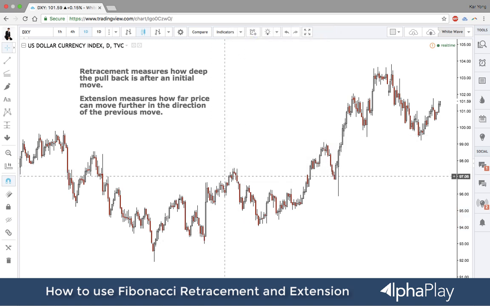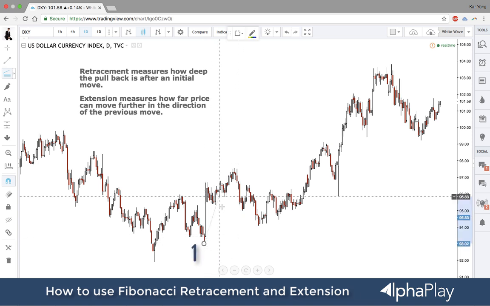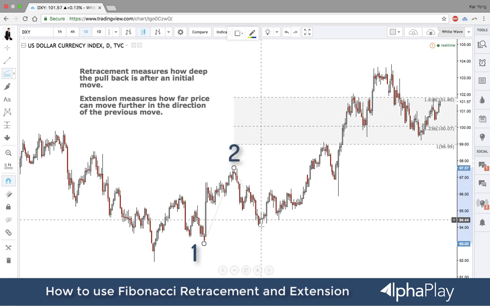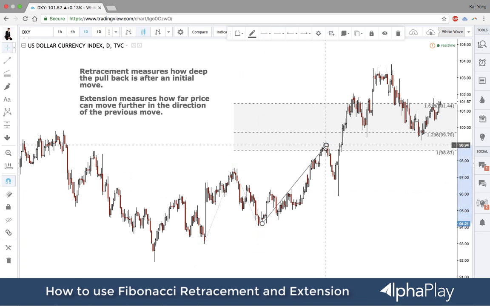Now if I remove this, and I take this move as my initial move, and I want to use the same concept to measure my extension, I'll click at the initial starting point. The second point I want to establish is where the move has ended, and the third point is where my correction has ended. You see this entire move over here? It ends at the 100% Fibonacci extension as well of this move. So this move that I highlighted here is an extension move of the previous one.